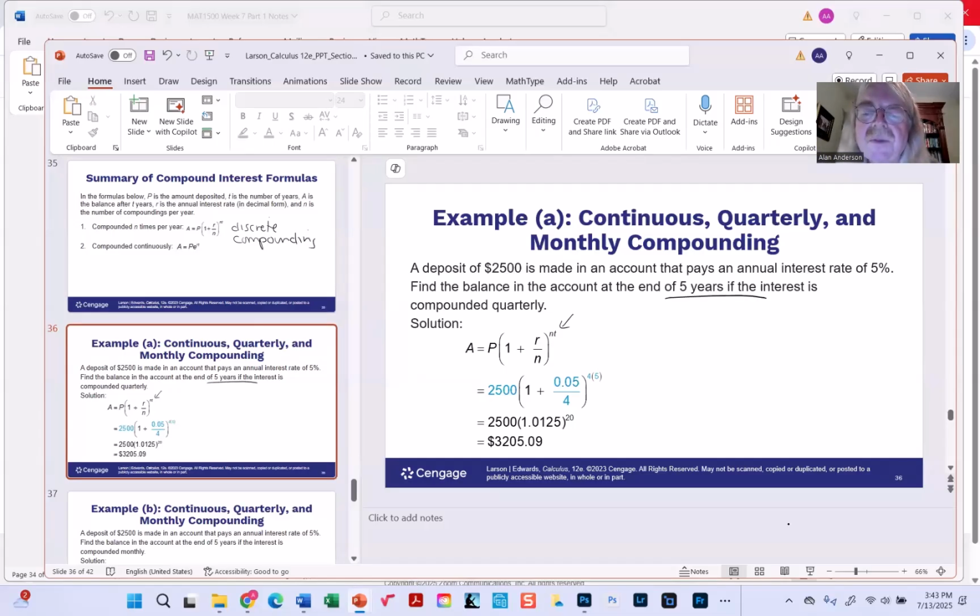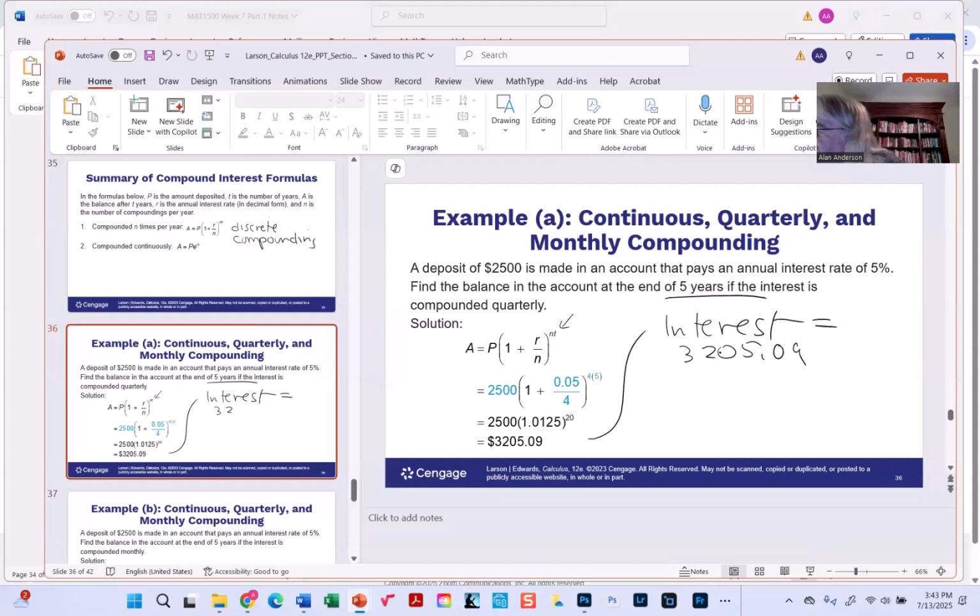So if you plug in all those numbers, you'll see that you end up with 3205.09. And since we started out with $2,500, that means the interest must be 3205.09 minus $2,500. That's 705.09. Okay, beautiful.